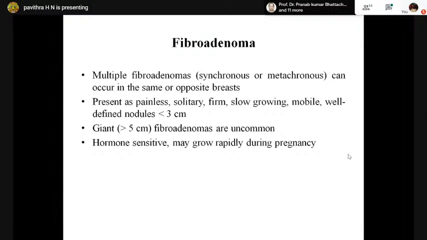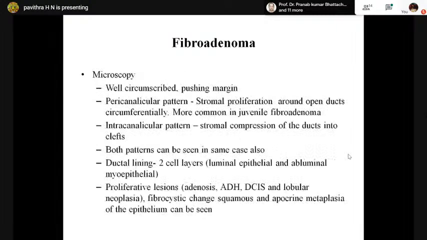Since they are hormone sensitive, they tend to grow rapidly during pregnancy. They are well circumscribed with pushing margins. There will be two types of patterns which we can see on microscopy. One is intracanalicular, the other one is pericanalicular. I'll explain this with the pictures.